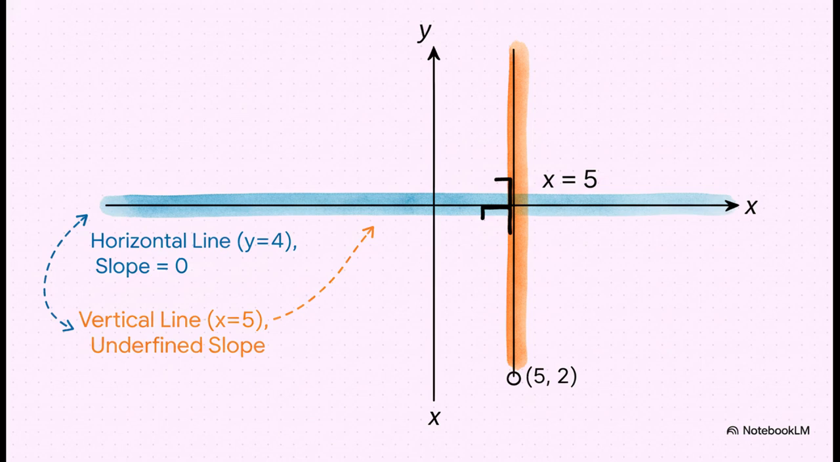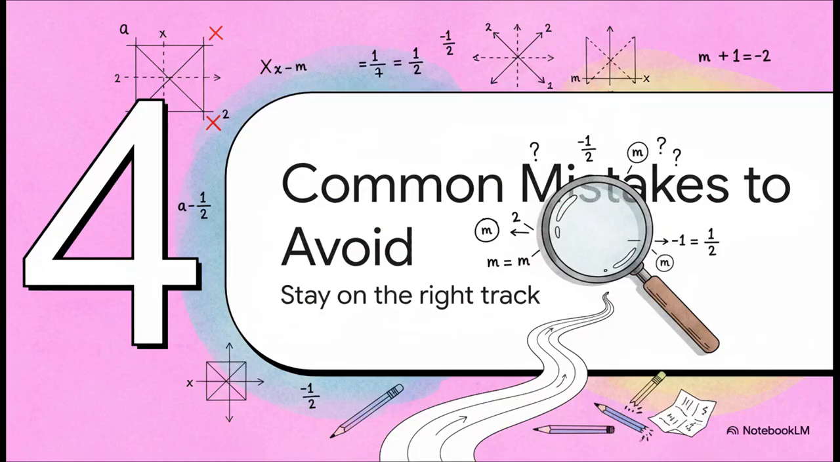Think about it. The slope of a horizontal line is 0. If you try to flip 0, which is like 0 over 1, you get 1 over 0. And what happens when you divide by 0? Yeah, you can't. It's undefined. This is a special case. The equation for a vertical line is always just x equals a number. And since our line has to go through the point 5, 2, it has to hit the x value of 5. So the equation is simply x equals 5. That's it.